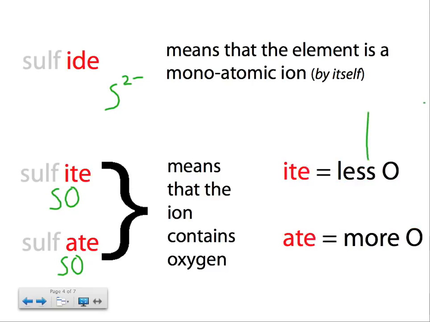So what ite means over here is ite just means that you have less oxygen than ate. So if you have memorized sulfate, which you should have, you will know that sulfate has 4 oxygens and a 2 minus charge. So using this logic, if we know that ite is 1 fewer oxygen than ate, therefore sulfite must be SO3. And the charge won't change. It'll be 2 minus.